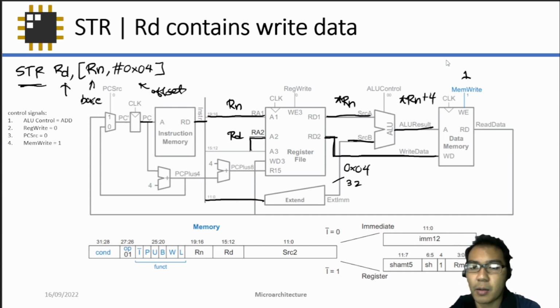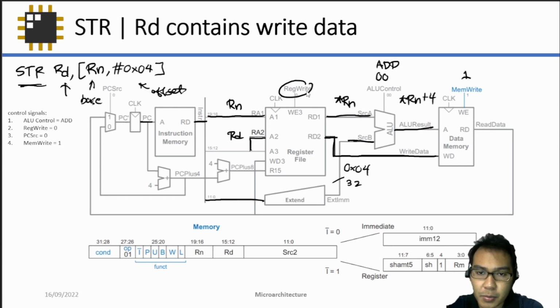So we place memwrite as 1. So what are the other control signals? We went Rn plus 4. So this is 0, 0 or add for ALU control. Reg write: we're not writing anything into RD. RD is still being fed here, but we don't want to write anything into RD. We just want to access its information. So we don't want to write anything into the registers. PC source 0 as always, because we want PC plus 4. We're not doing a branch instruction right here.